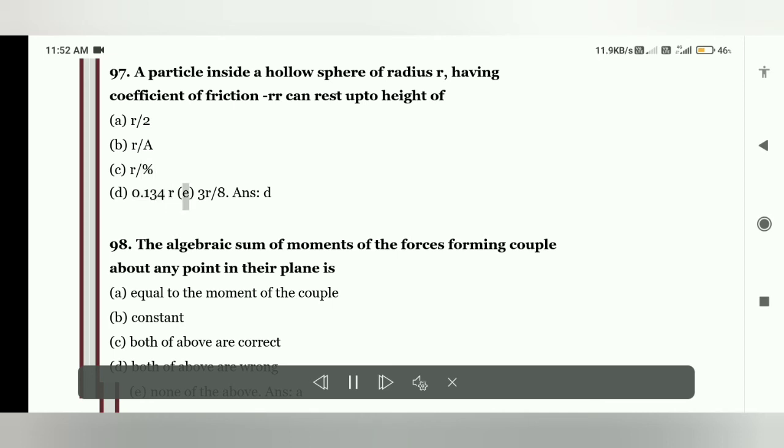0.134 R, E, 3R/8. Answer D. 98. The algebraic sum of moments of the forces forming a couple about any point in their plane is equal to: the moment of the couple, constant, both of the above are correct, both of the above are wrong, none of the above. Answer A.